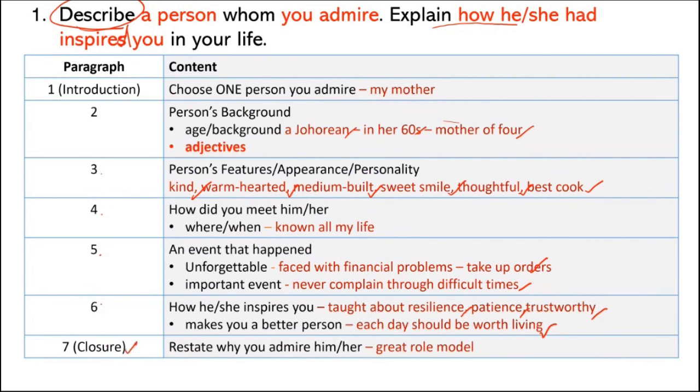Okay, now I have my paragraph 7, closure. Restate why you admire him or her, because she's a great role model. So, just now dah brainstorm. Ingat the first part was I dah brainstorm. So now is where I organize. My planning comes in.